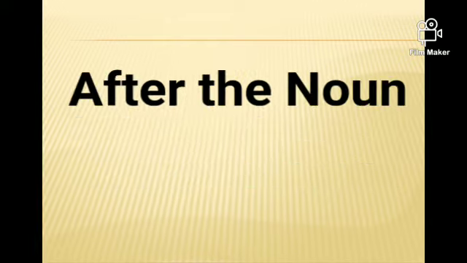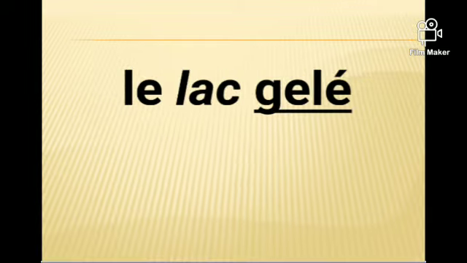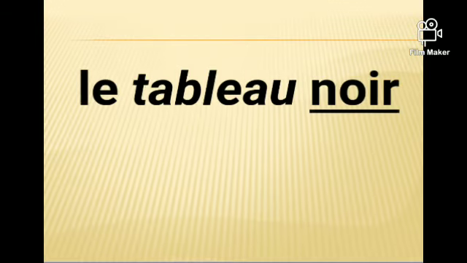Usually, the adjective comes after the noun it is describing. Example, le lac gelé means the frozen lake. Colors also come after the noun. Example, le tableau noir means the blackboard.